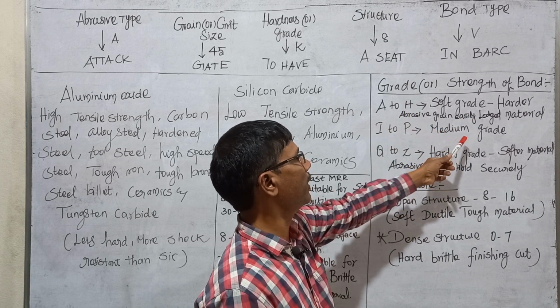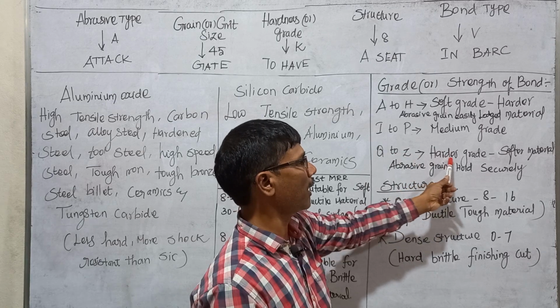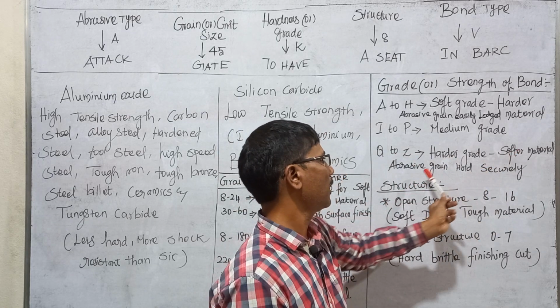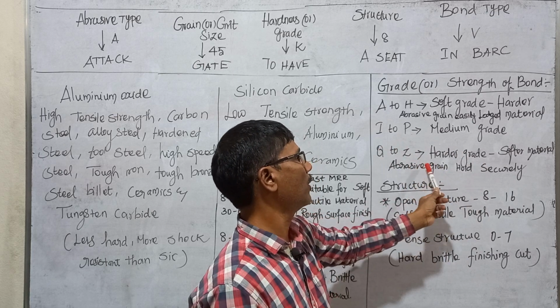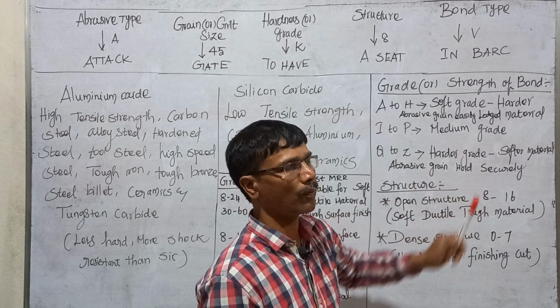I to P is the medium grade. Q to T is the harder grade. Harder grade is suitable for softer material, where the abrasive grain holds securely. So harder grade is preferable for softer material.